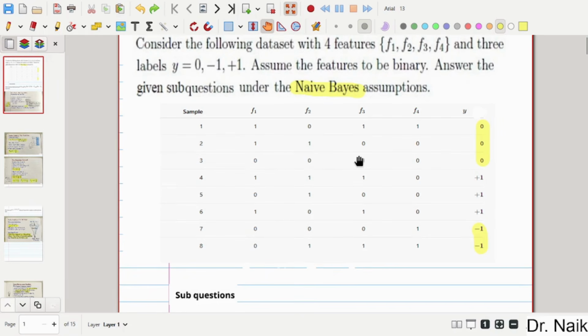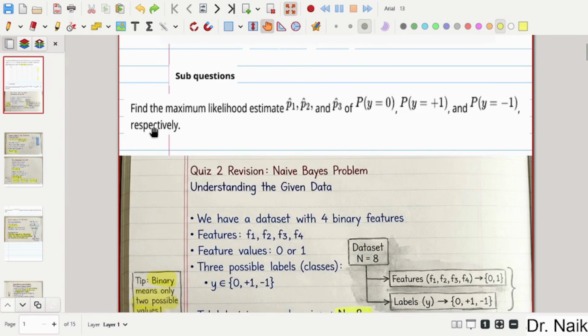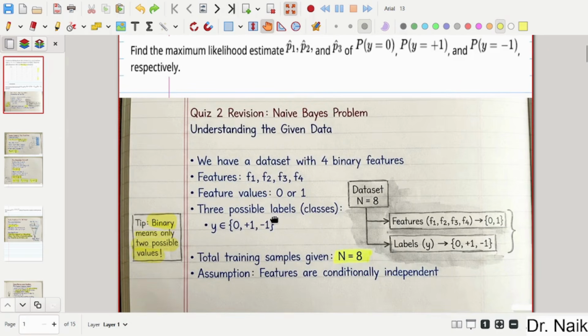So the given data contain 3 samples that have the class 0, 3 samples that have the class +1 and 2 samples that have the class -1. So the sub question is: find the maximum likelihood estimates P1 hat, P2 hat and P3 hat of P of y equal to 0, P of y equal to +1 and P of y equal to -1 respectively. So understand the given data.